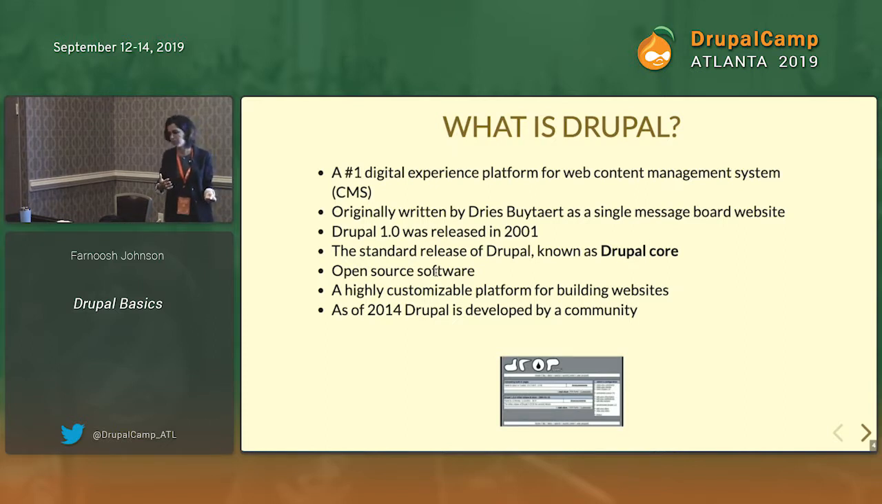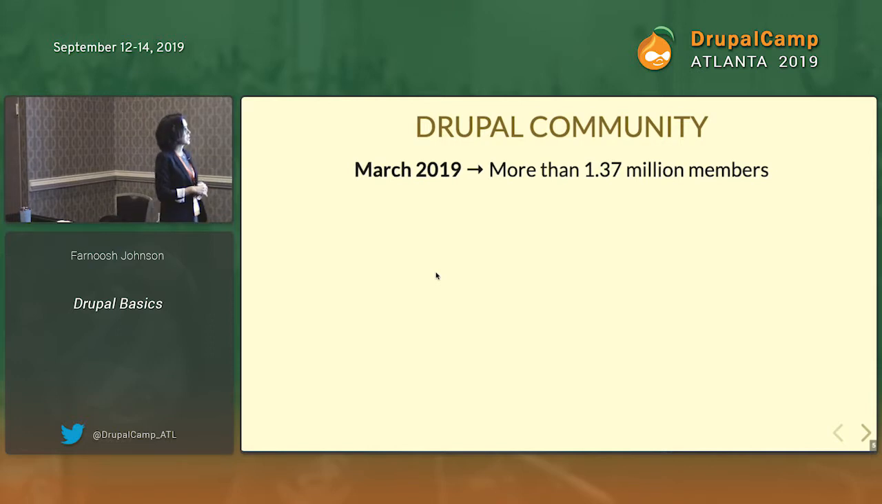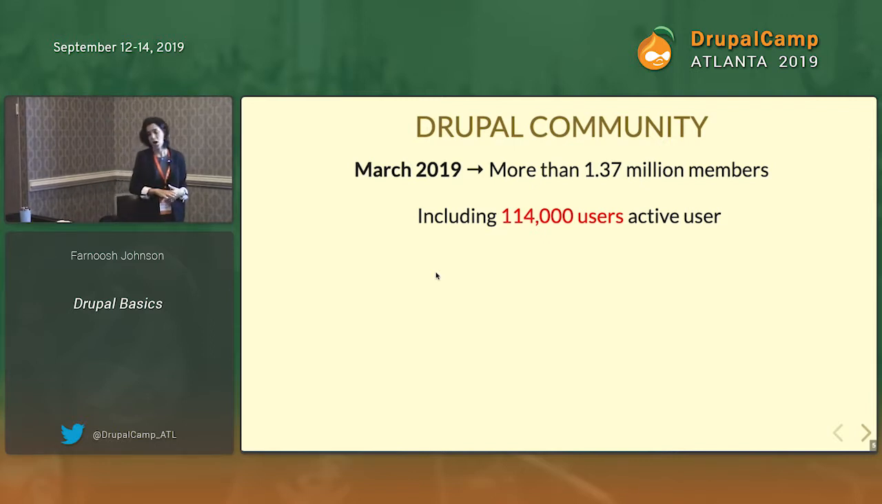And what is this community? Drupal community is a community of designers, project managers, developers, and users. In March 2019, the Drupal community had more than 1.37 million members. Yes, Drupal.org is the home of the Drupal community. So if you go to Drupal.org, you can create a free account, and you can be a member of the Drupal community. And out of this many million members, 114,000 users are actively working in Drupal.